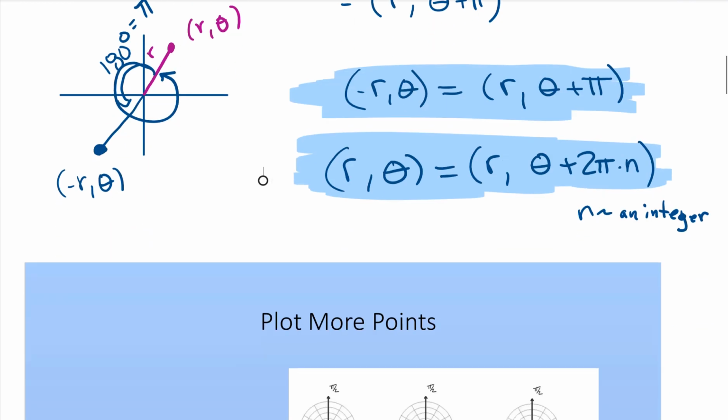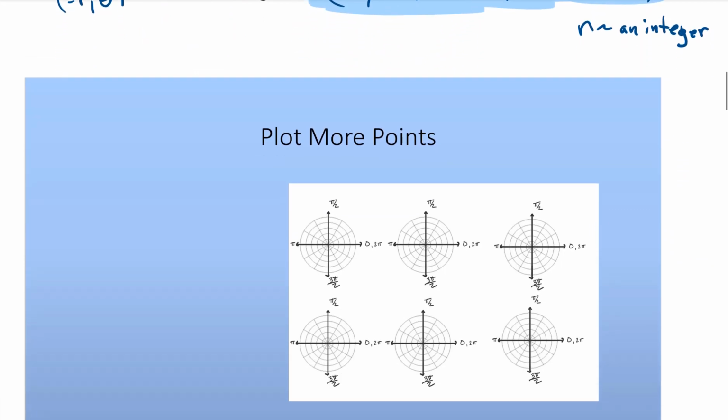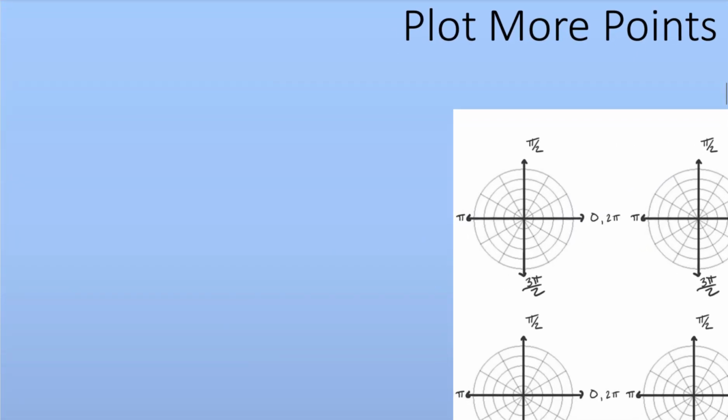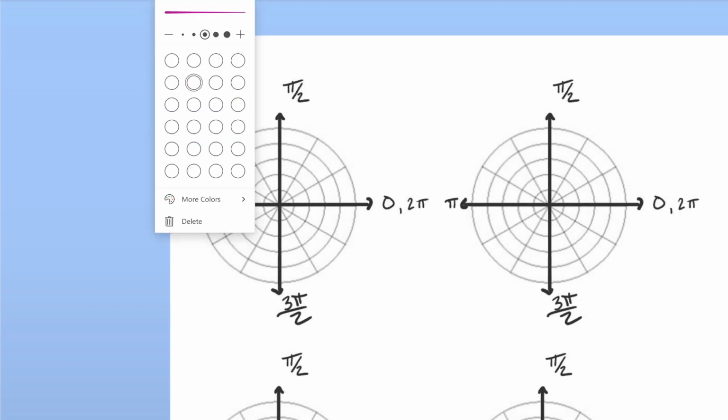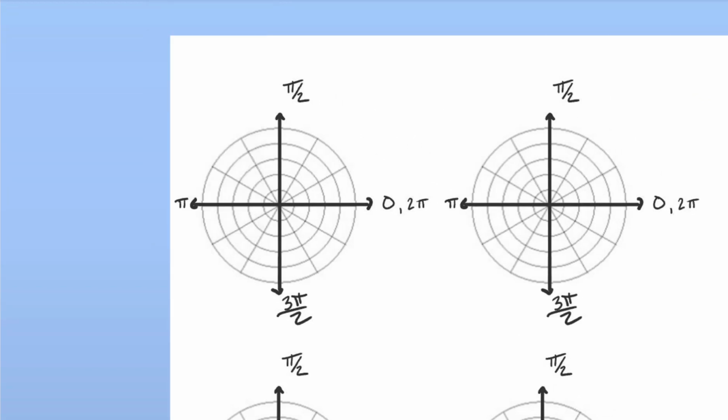Let's go. Let's plot some more points. Let's plot some points. What do we begin with? Let's write right above it. Okay. Let's look at the point. Let's make it negative 1 comma pi over 2.